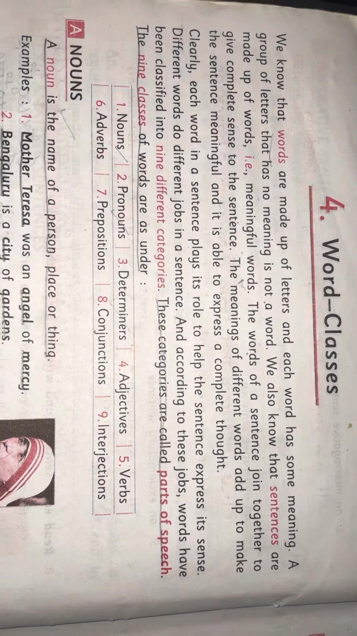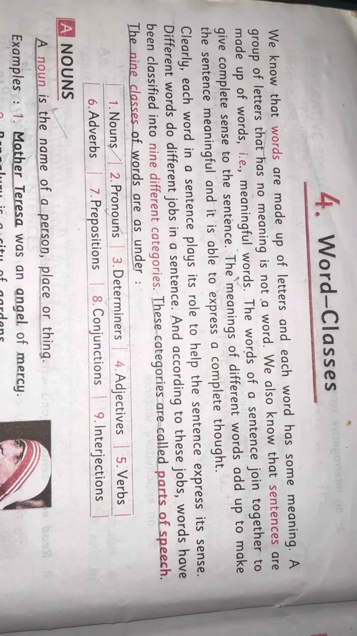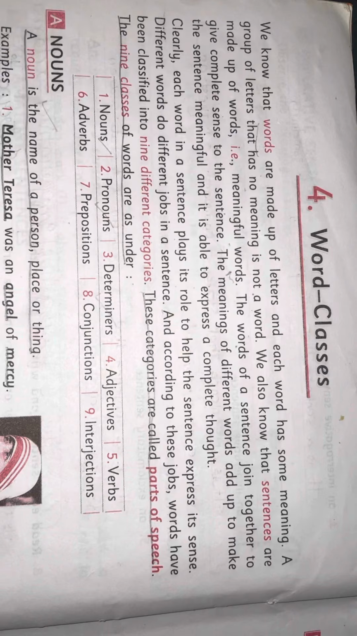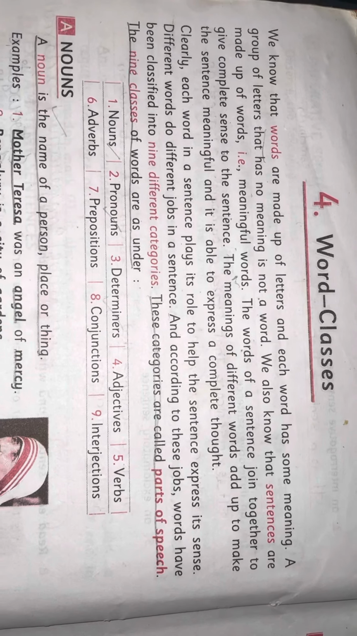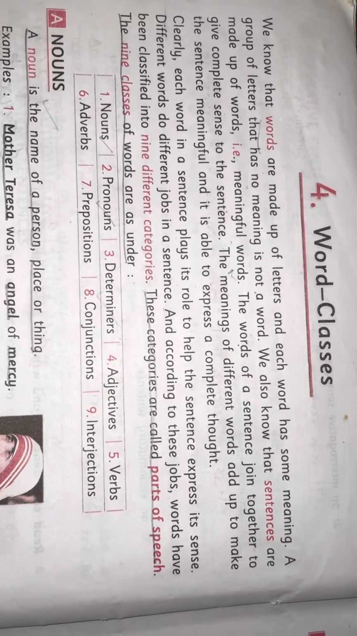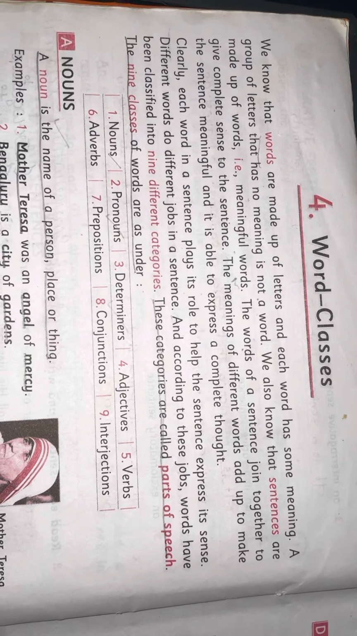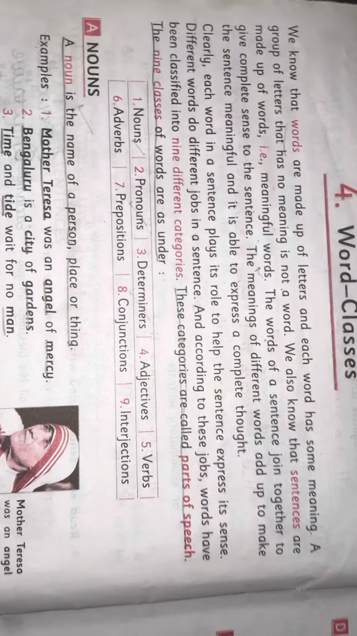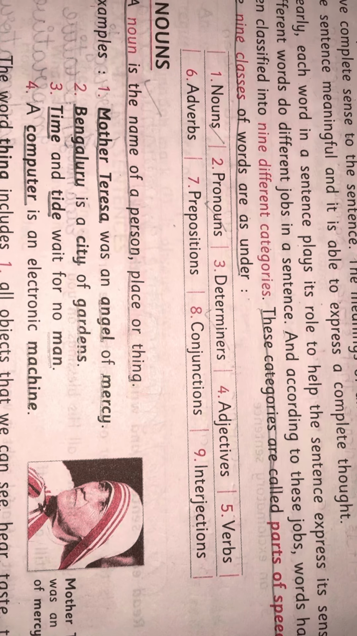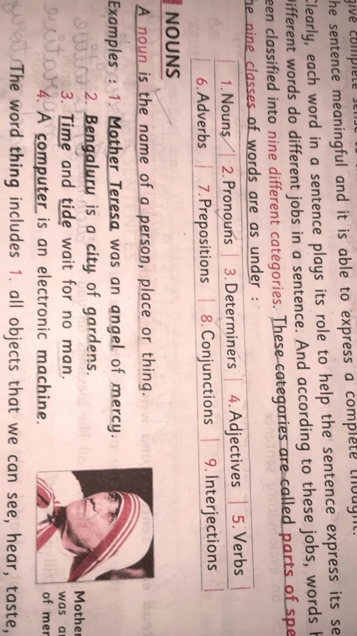So here it is saying that each sentence is made up of words and each word is made up of letters. When a group of letters does not make any sense, it is not a word. And when a group of words does not make sense, it is not a sentence. So there are various jobs. Clearly each word in a sentence plays a role, and depending on their job, they are classified into 9 categories. These are noun, pronoun, determiners, adjectives, verbs, adverb, preposition, conjunction, and interjection.